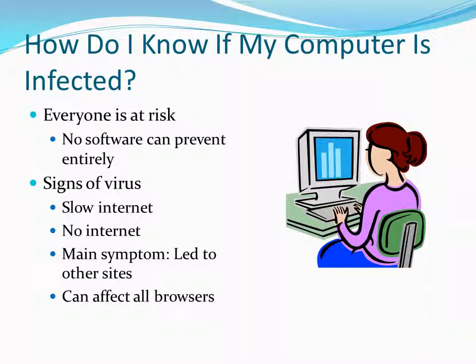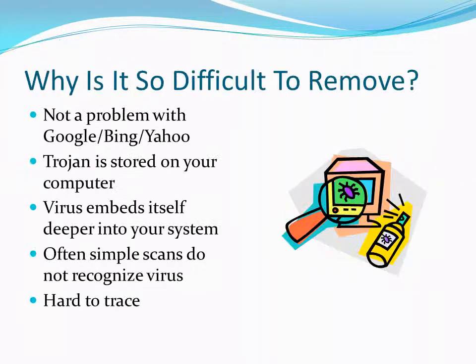So some signs: slow internet, no internet. Obviously, the main symptom is when you do a Google search or a Bing search, and you see all these results, you're led to another website that they'll try to phish. They'll try to get your information from you, and it's basically a form of identity theft. So it's very dangerous, very risky, and it can affect all browsers, not just Internet Explorer. It can affect Firefox or Safari, anything like that.